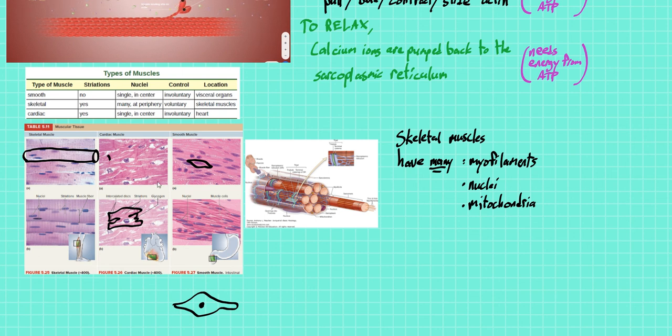Our cardiac muscle has a branched kind of shape. Those branches allow it to connect to lots of neighbors and share cytoplasm between neighboring cells. That's important because our cardiac muscle is not allowed to take a break. We have to keep our heart beating.